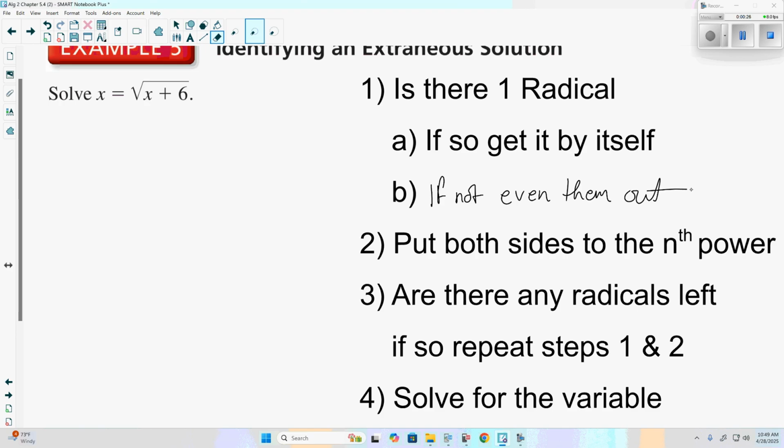These steps, we had them on Thursday. They're the steps for solving these radical equations. Our first main step: is there a radical? If so, get it by itself. If not, even them out.